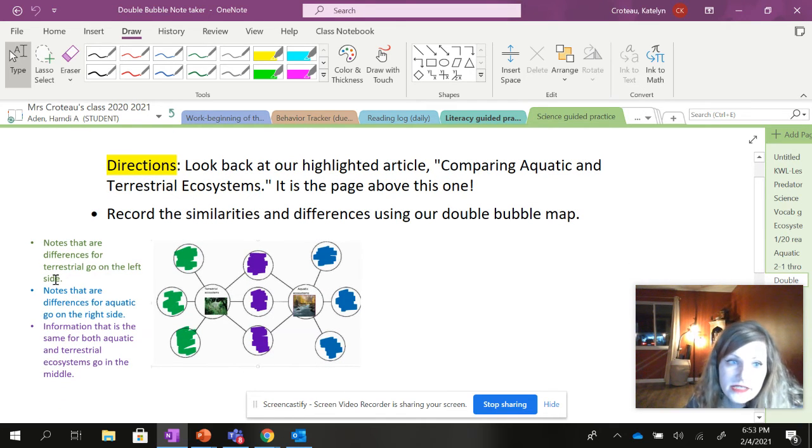Notice, again, like I just said, the differences, so the things that are only specific to terrestrial are in the green. Just these areas here. The things that are the same are in the middle. That means they are shared by both terrestrial and by aquatic. And finally, things that are specific only to aquatic go in the blue.